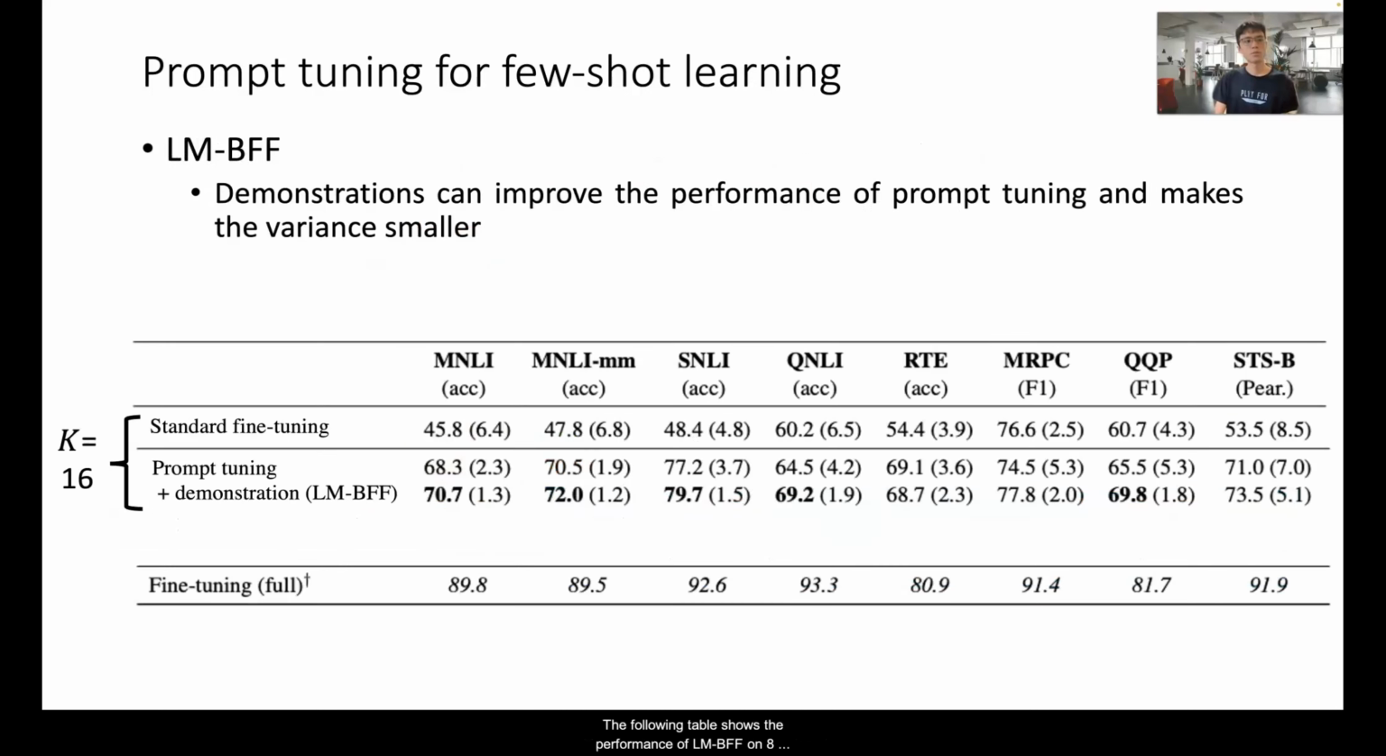The following table shows the performance of LM-BFF on 8 different tasks, when the total training samples for each task is only 16. The number in the parentheses is the standard deviation due to different training set splits. One can see that prompt-based fine-tuning can obtain far better results compared to standard fine-tuning. Using demonstrations can further improve the performance, and can also lower the variance of the performance due to different training dataset splits.